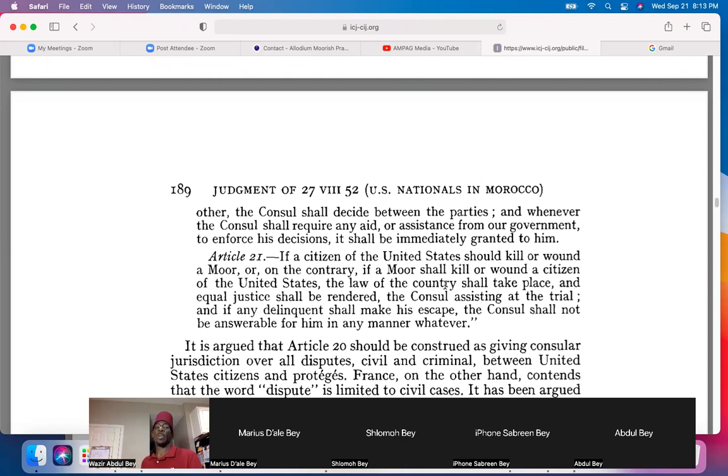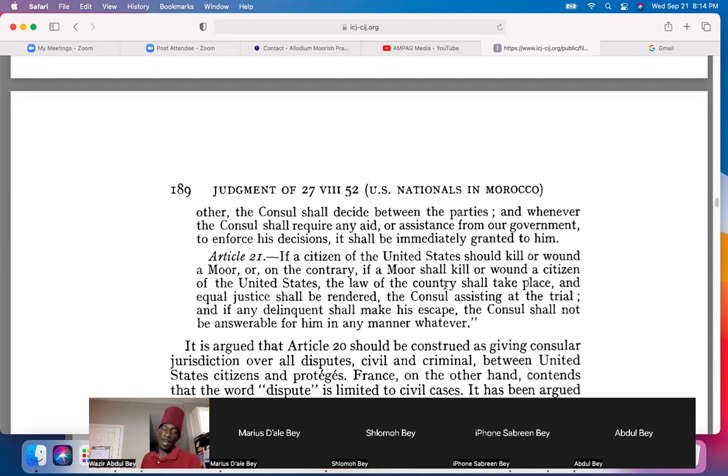If a citizen of the United States should kill or wound a Moor, or on the contrary, if a Moor shall kill or wound a citizen of the United States, the law of the country shall take place, and equal justice shall be rendered, the consul assisting at the trial. And if any delinquent shall make his escape, the consul shall not be answerable for him in any manner whatever.